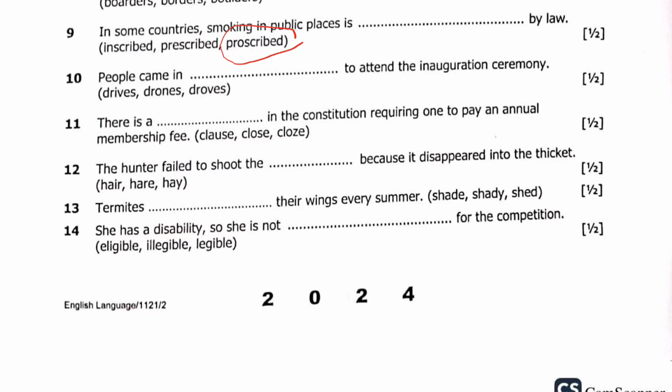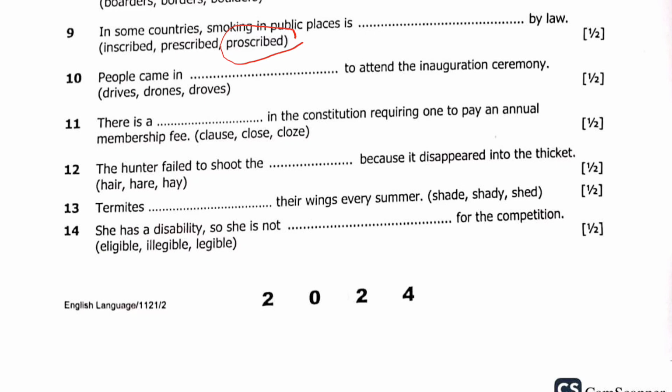People came in dash to attend the inauguration ceremony. People came in dash to attend the inauguration ceremony. Is it came in drives, came in drones, came in droves? Came in droves to attend the inauguration ceremony. Which one is the answer?